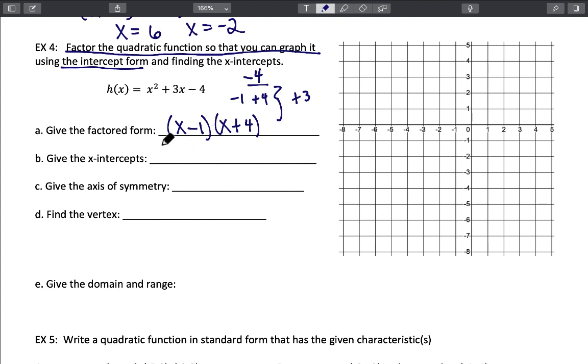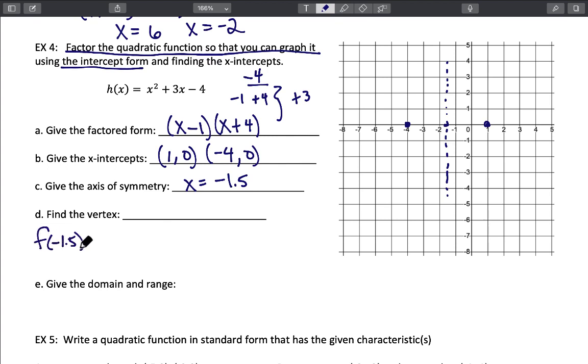This helps give me my x-intercepts. My intercepts would be (1, 0) and (negative 4, 0). So I can plot those right away, and this is going to help me find my axis of symmetry. Now let's do this one graphically. My axis of symmetry is going to be the halfway point between p and q. If I count up my spaces, there's 1, 2, 3, 4, 5. My axis of symmetry has to be the halfway point there, so that's the vertical line x equals negative 1.5.